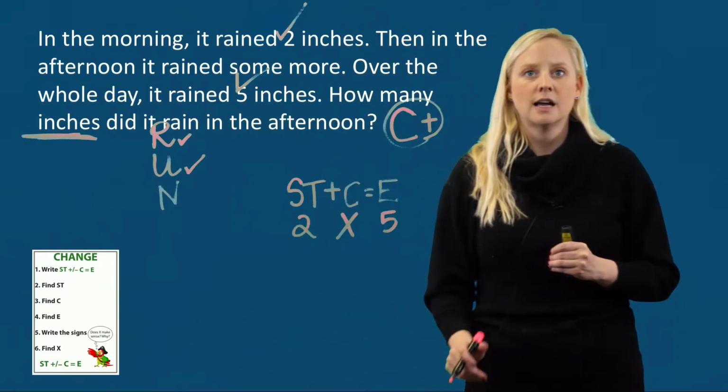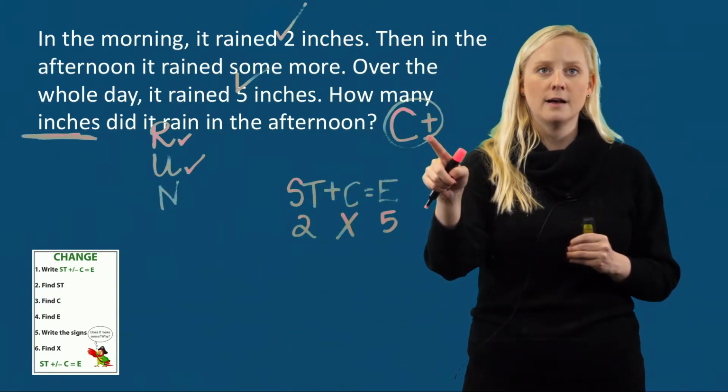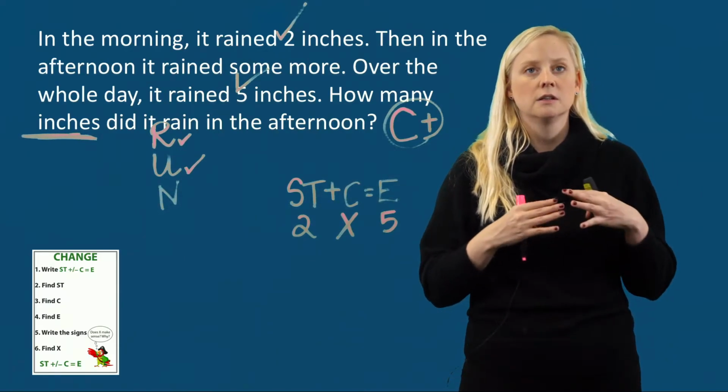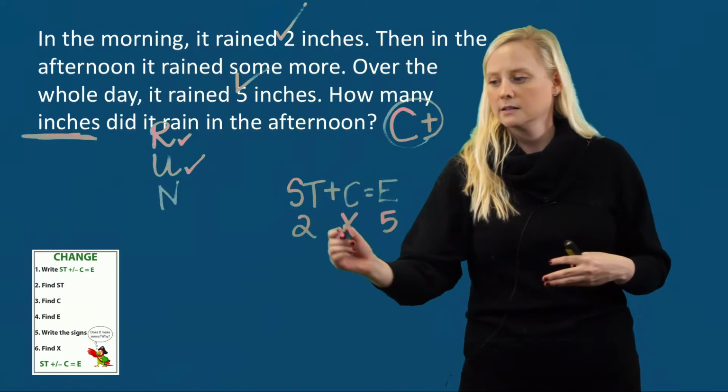Step 5 is to write the sides. I know from my identification here with a C+, that I'm going to use the change increase plus sign and same as sign. So let's add that here.